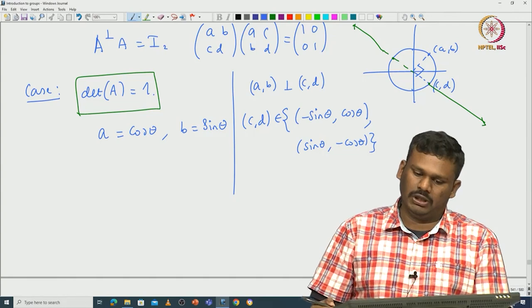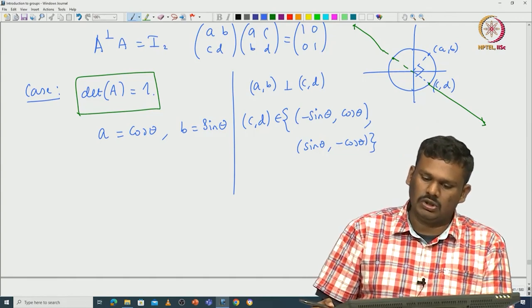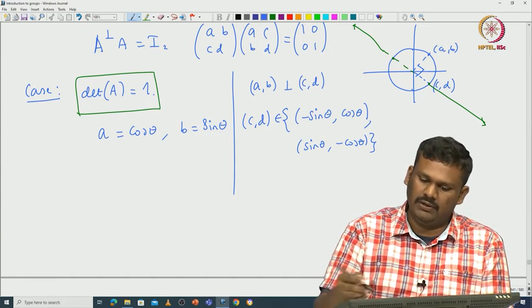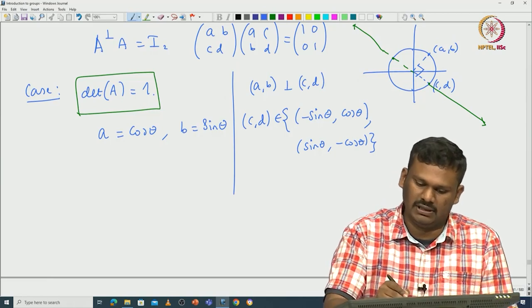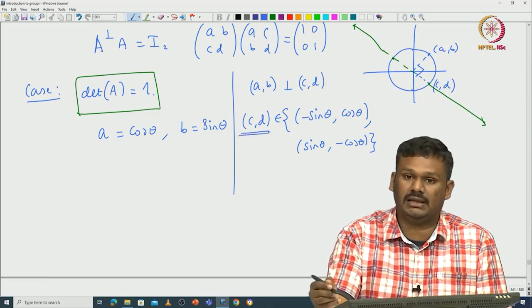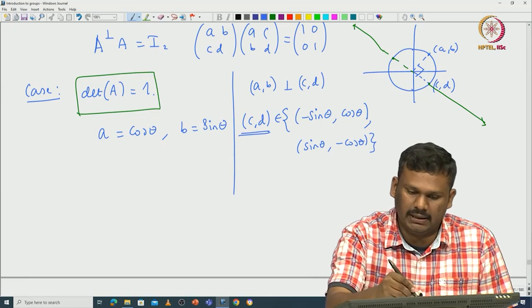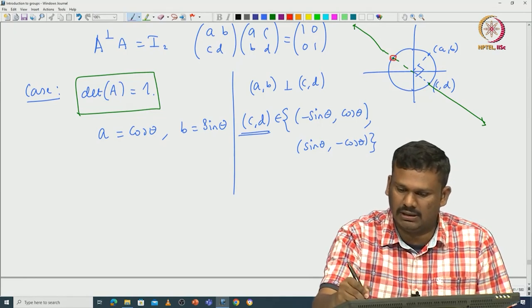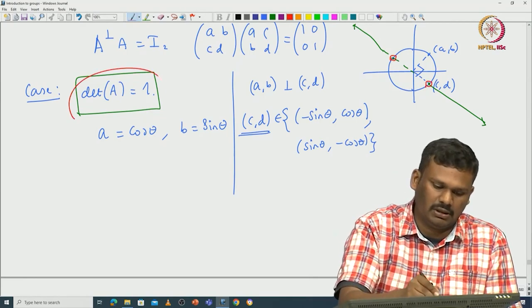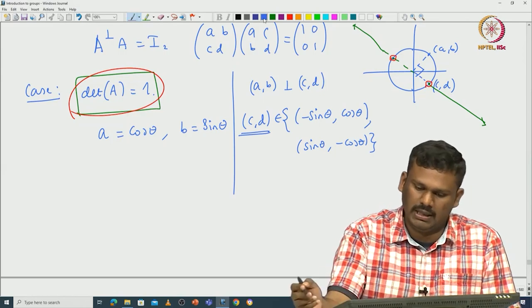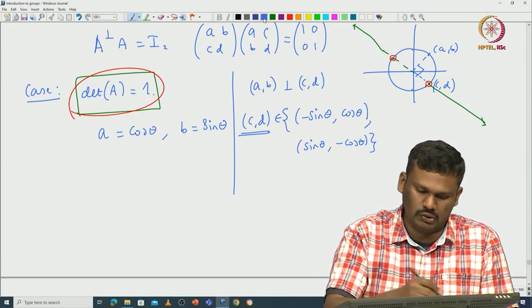So, that will be perpendicular to AB. Now you have to decide which point you will be getting for this CD, because CD has only two choices, either this point or this point. Now, this determinant of A being equal to 1 determines which point you can choose.